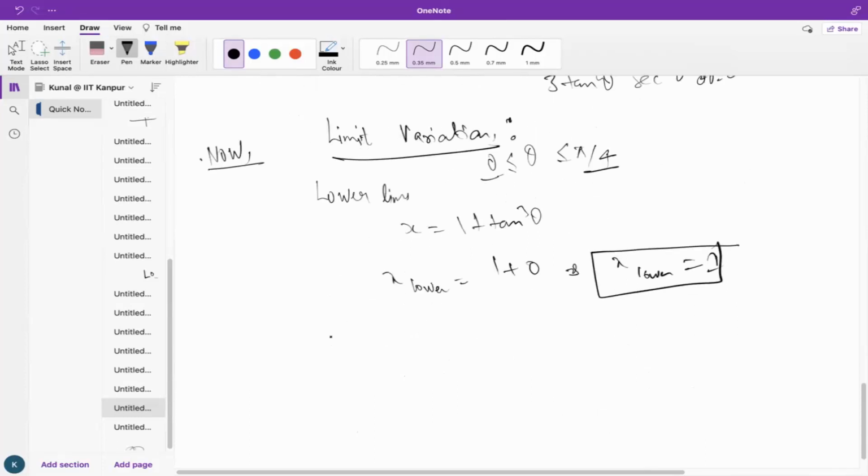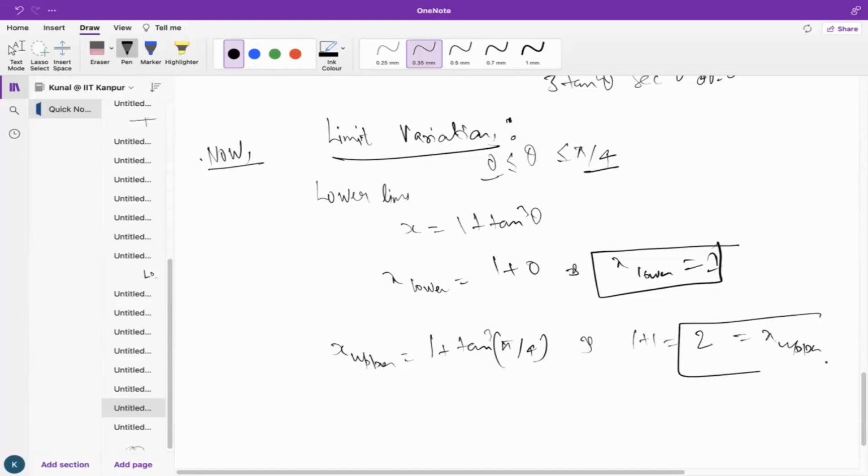Now, the upper value is pi by 4. So x upper is equal to 1 plus tan cube pi by 4, and tan pi by 4 value will be 1. So 1 plus 1, it will be 2. So it will be the x upper limit. So when theta varies from 0 to pi by 4, according to our substitution, x varies from 1 to 2. You have to note that.